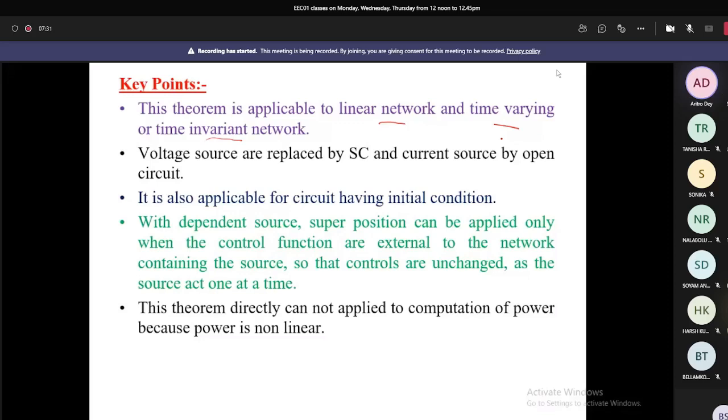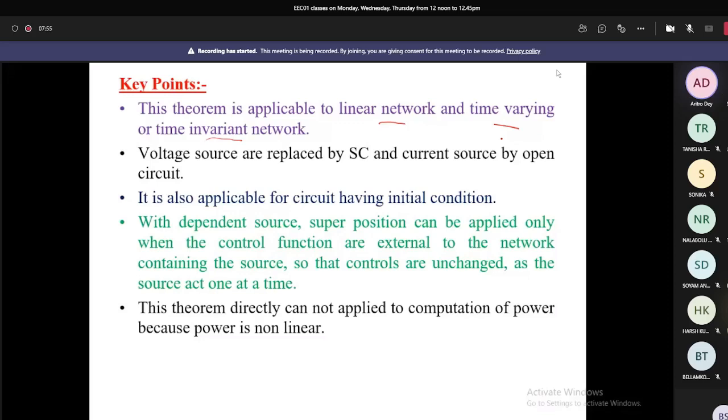And current source by open circuit when it is an ideal current source. Otherwise, we have to add one resistance in parallel to the source, which is its internal resistance. So you have to take care. It is zero or short circuit in case of ideal voltage source. It is ideal and ideal current source. But practically, you have to take care of the internal resistances.